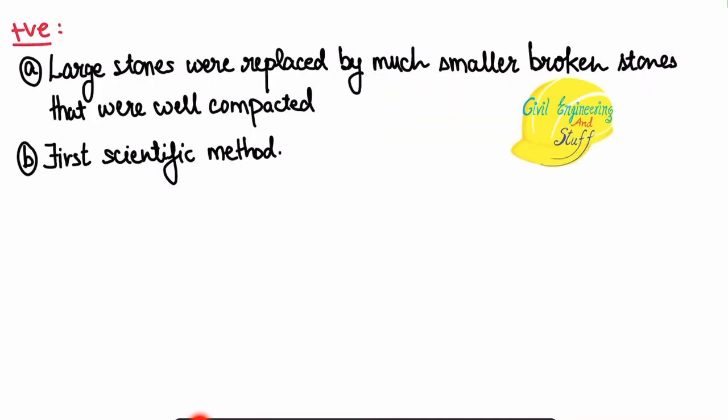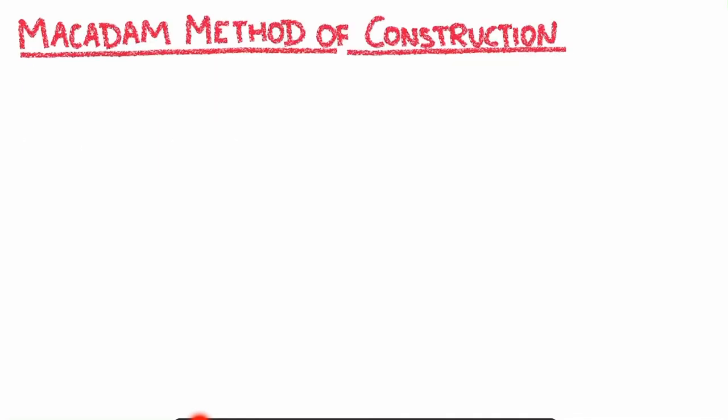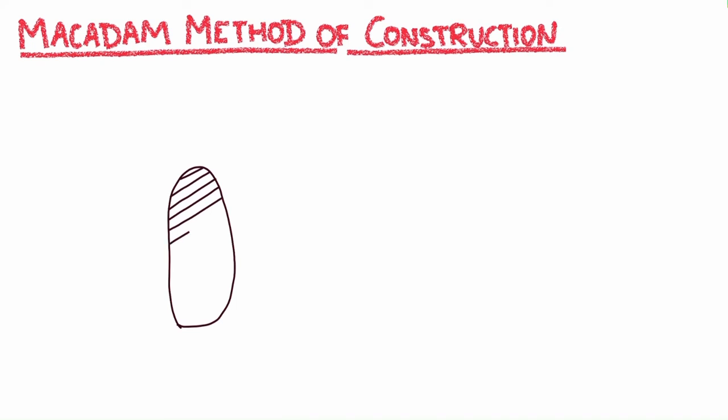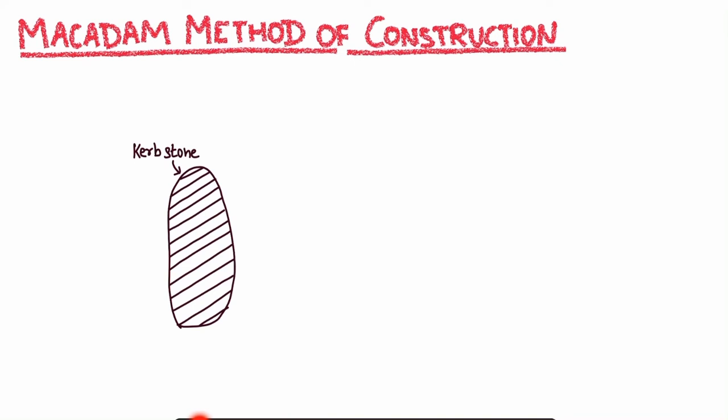So the positive points regarding the Macadam method of construction was that large stones were replaced by smaller broken stones. So the construction was much easier and much faster, and due emphasis was given for each layer, and what kind of material to be used and what amount of compaction has to be done, everything was well defined. So this was the first method that used the scientific approach for the pavement construction. This Macadam method involved the use of curbstone at the edge, which again brought back the use of curbstone so as to provide the lateral stability.